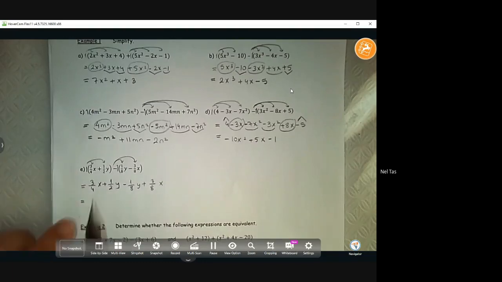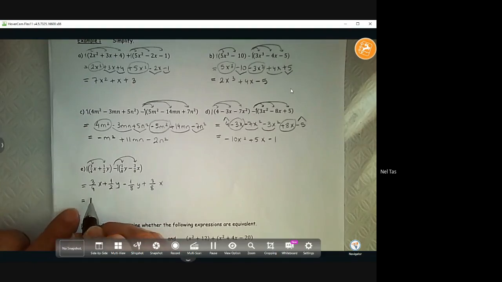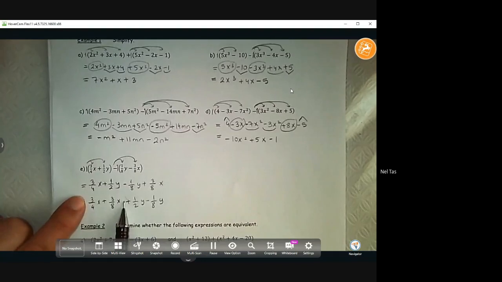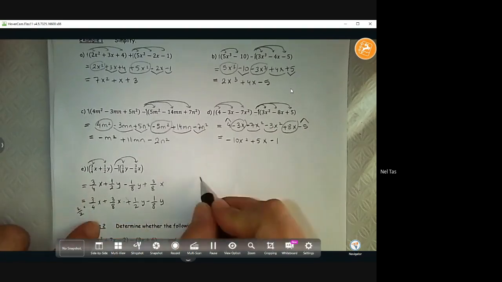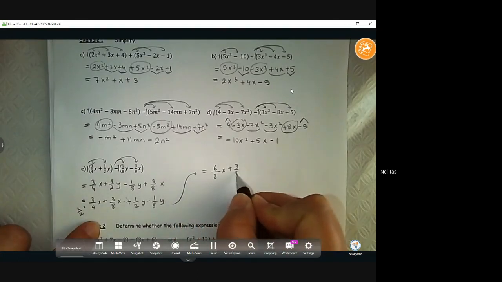Now it is better if you put like terms together because you need to add them and you need to see what the common denominator is. So 3 over 4x plus 3 over 8x plus 1 over 2y minus 1 over 8y. Now you need to add these two terms. They are like terms. So common denominator is going to be 8. So multiply first fraction by 2 over 2. So that gives us 6 over 8x plus 3 over 8x.